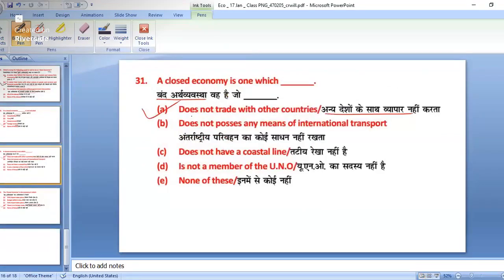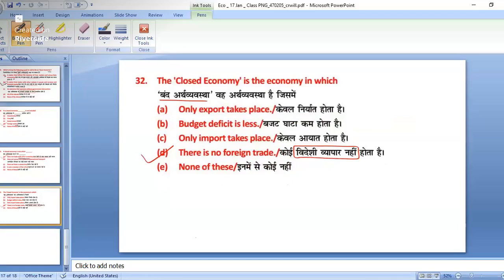Then we have the closed economy, in which foreign sectors are not included. In a closed economy, they do not do trade with other countries. The closed economy is the economy in which there is no foreign trade. So these are all the questions related to the types of economy.